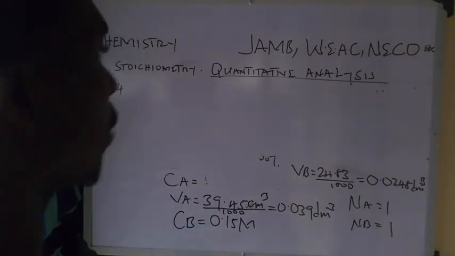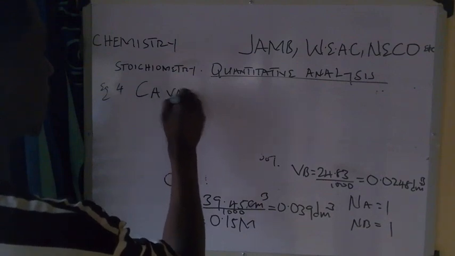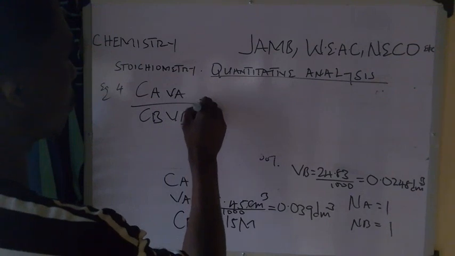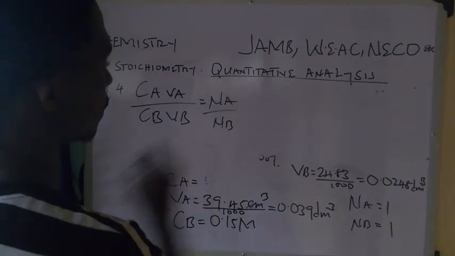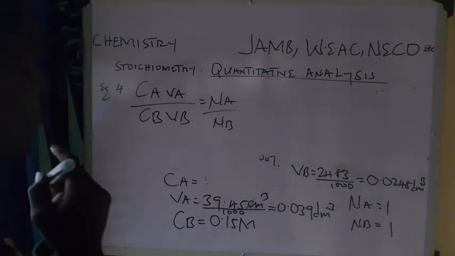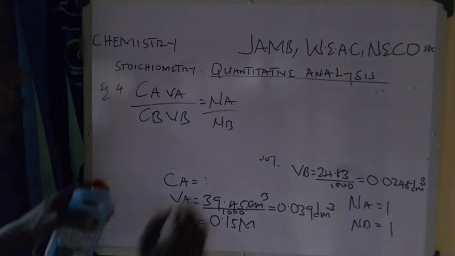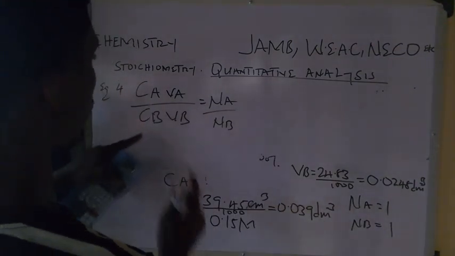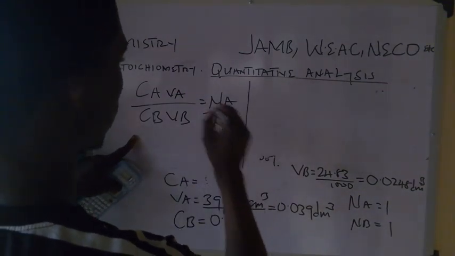The formula we are going to use is CA VA over CB VB equals NA over NB. Can you see that? What they ask us to do is to calculate our CA. So can we insert these values into this equation? We are looking for CA.